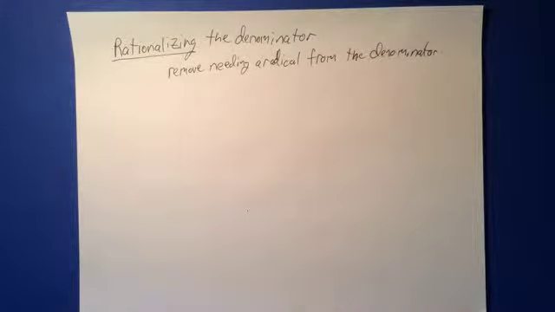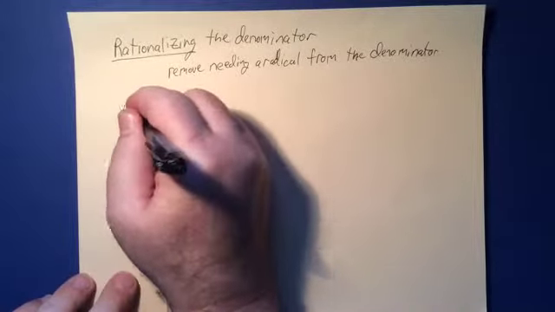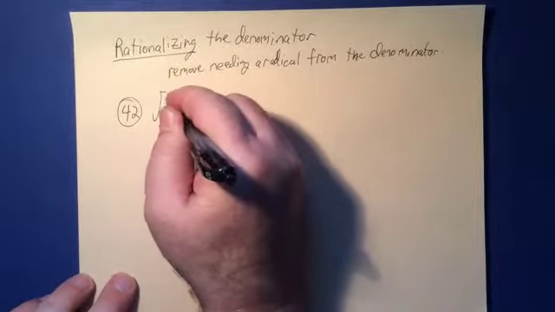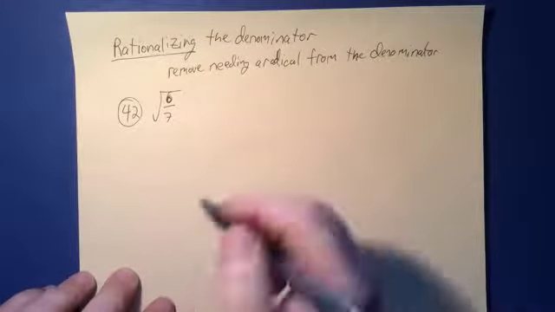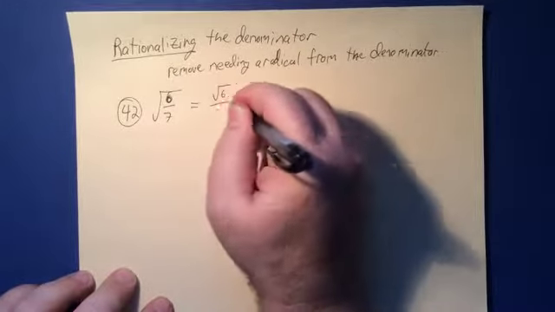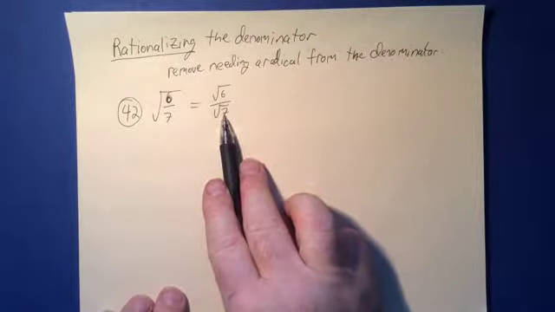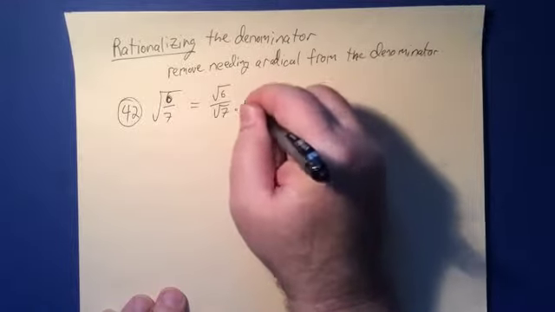So when we talk about removing a radical from the denominator, let's see what this practice is going to look like. We're going to start with a fairly simple question to begin with here. Let's go with 42. I'm going to start with radical 6 over 7, and I'm going to rewrite this so that I have radical 6 over radical 7. When I first look at this, there's nothing I can really do within the question itself to simplify this.